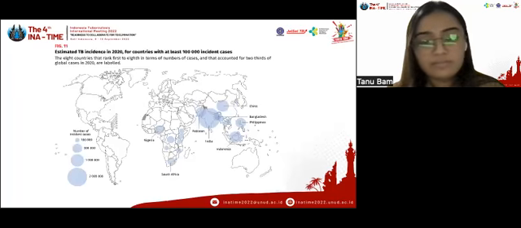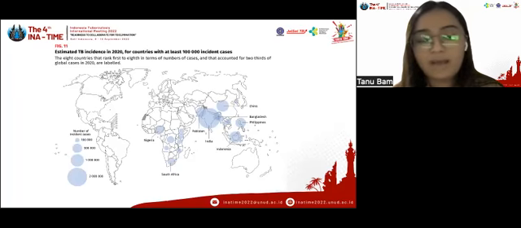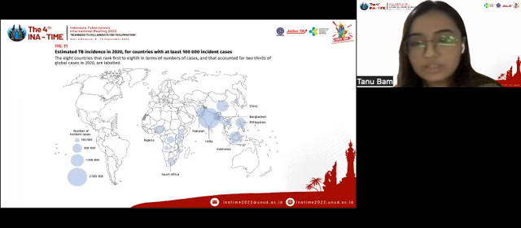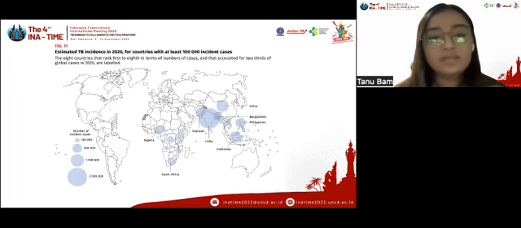In this diagram, we see that 30 high TB burden countries accounted for 86% of new TB cases in 2020. India leads the pack with two-thirds of the total, followed by China, Indonesia, the Philippines, Pakistan, Nigeria, Bangladesh, and then South Africa.